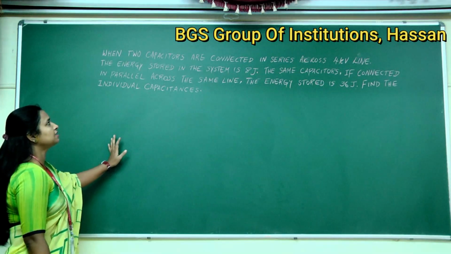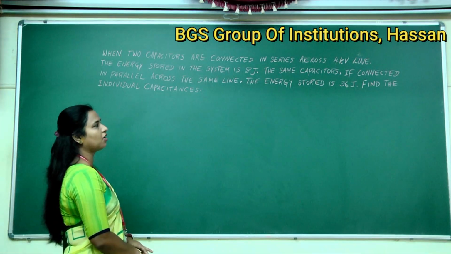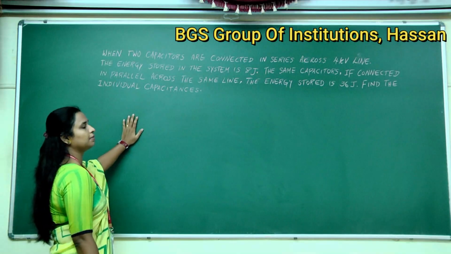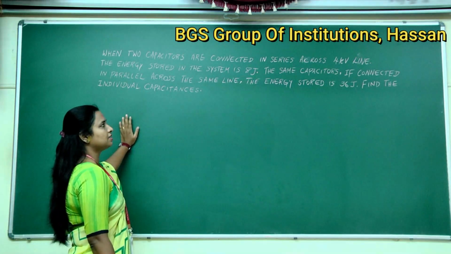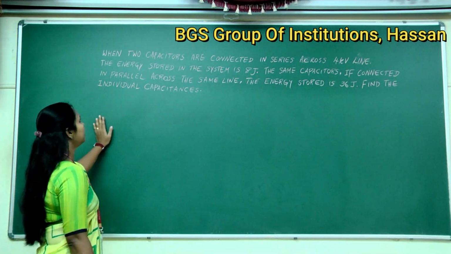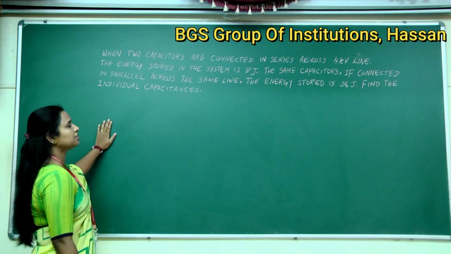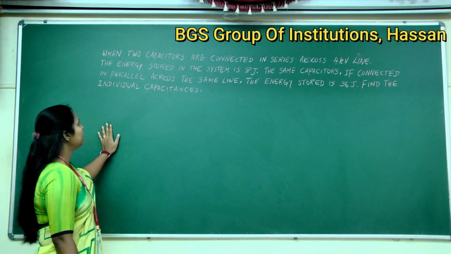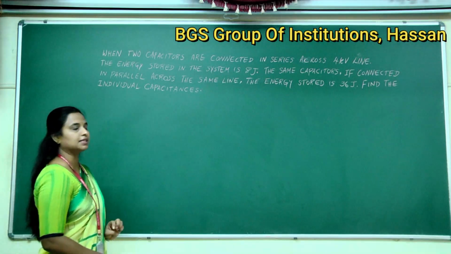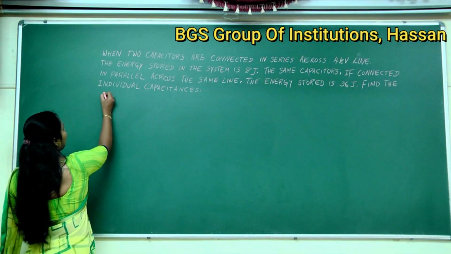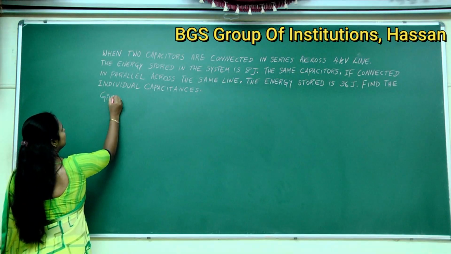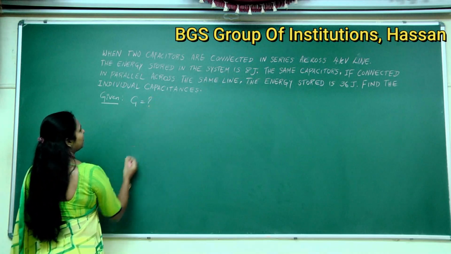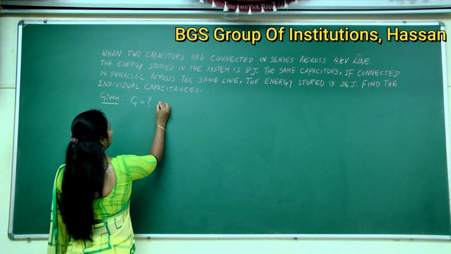When two capacitors are connected in series across 4 kilovolt line, the energy stored in the system is 8 joule. The same capacitors, if connected in parallel across the same line, the energy stored is 36 joules. Find the individual capacitances. It means that we have to find out the values of two capacitances, that is C1 and C2.